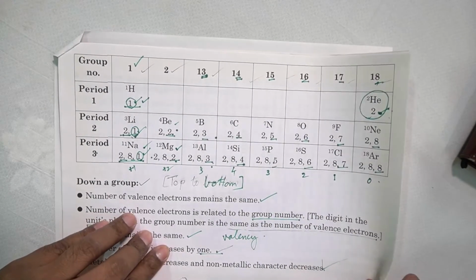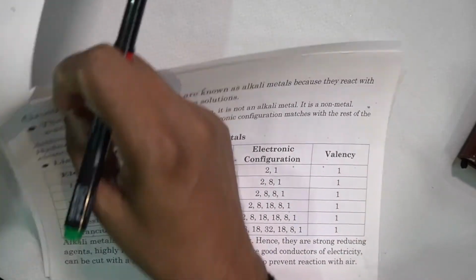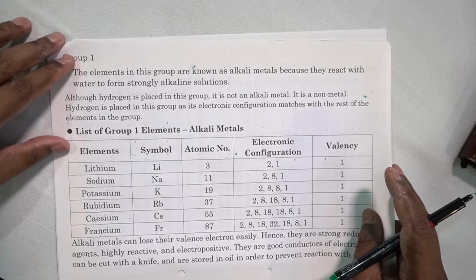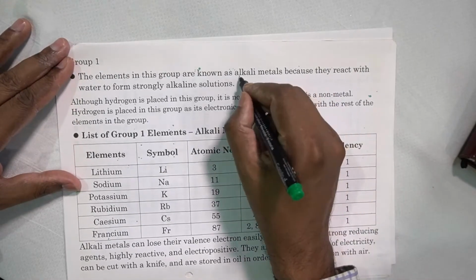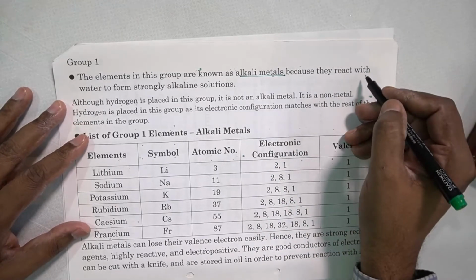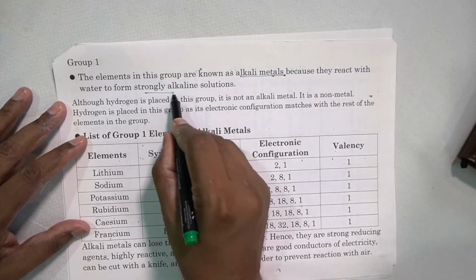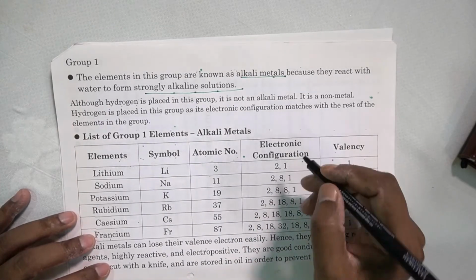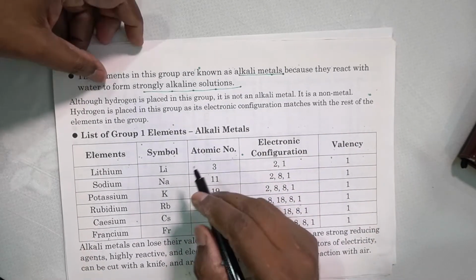This is about the groups. Down a group, that is what we see. Now let's take one by one each group. Group 1 is a very special group which is known as the alkali metals, because they react with water to form strongly alkaline solutions. So very strong alkalis are formed when these elements react with water.